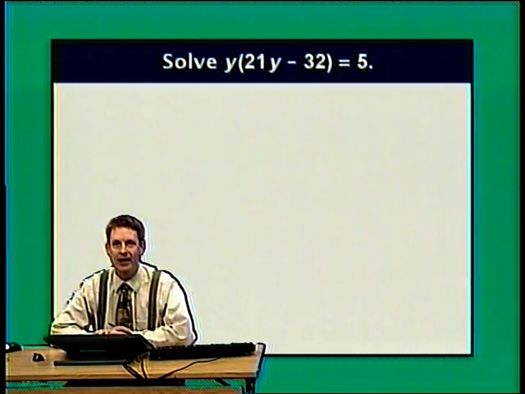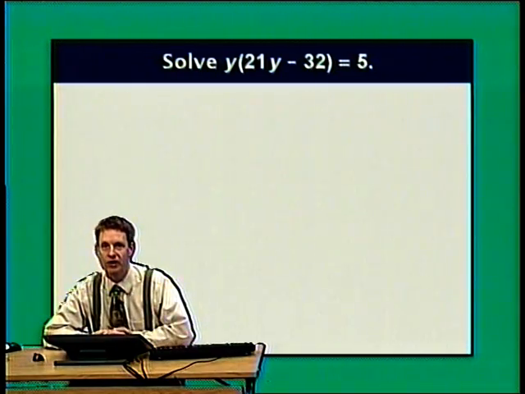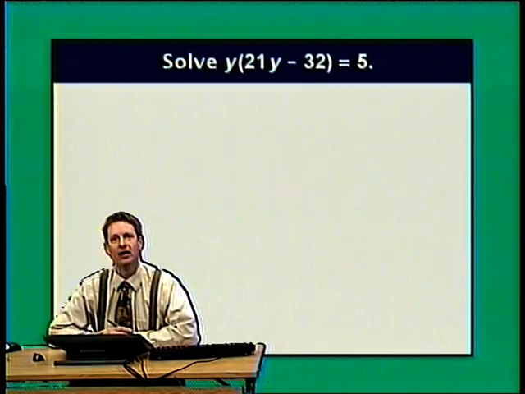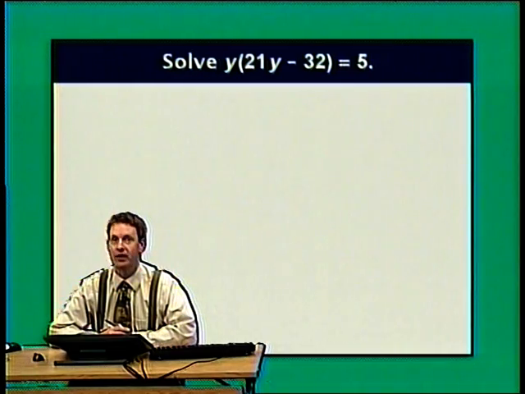How about y times 21y minus 32 equals 5? Sometimes, especially when taking tests, students get a little freaky-deaky and they start making up rules like the 5 product rule. And they say y has to equal 5 or 21y minus 32 has to equal 5.